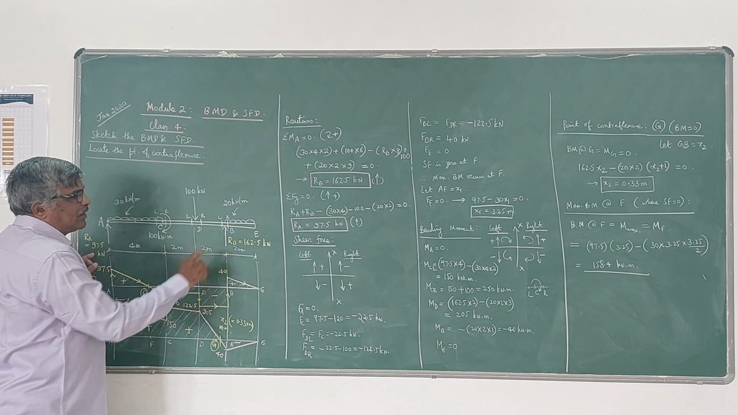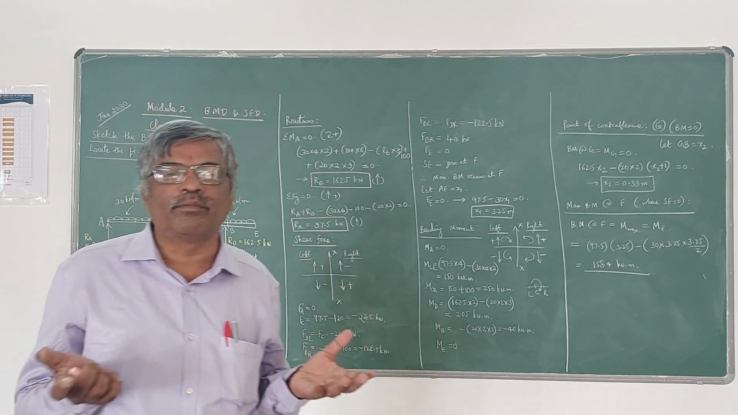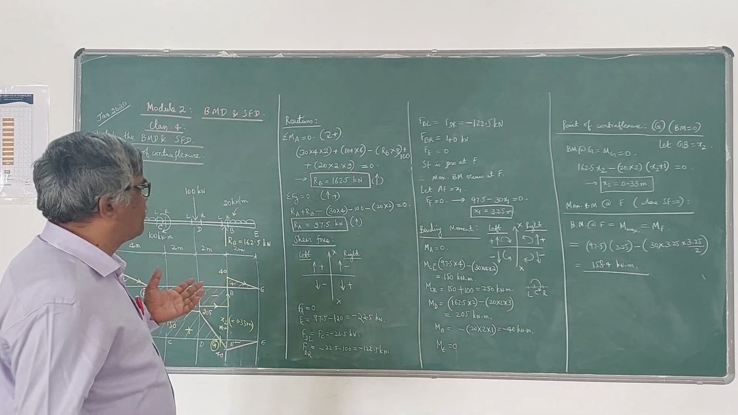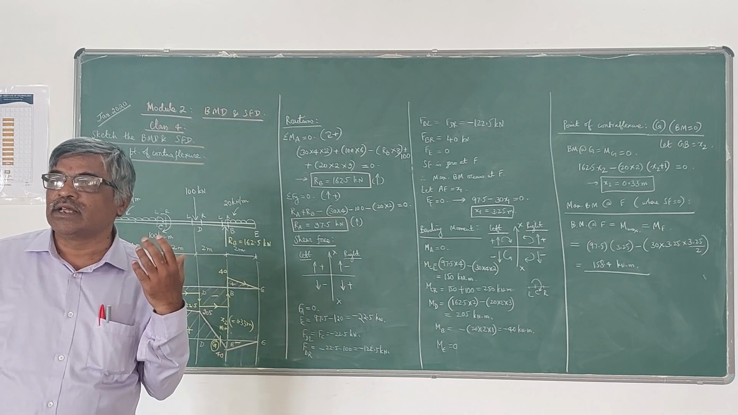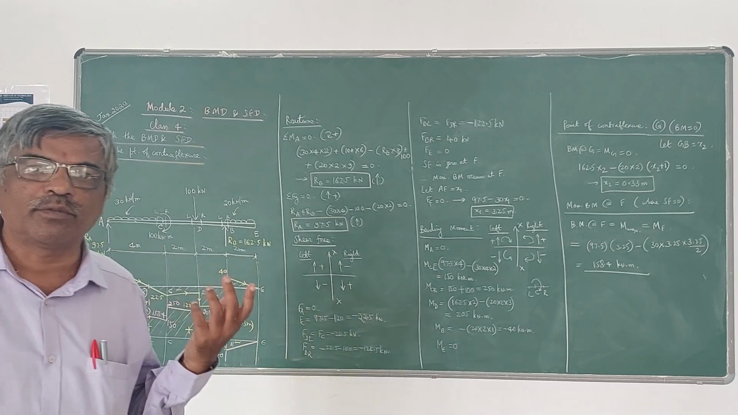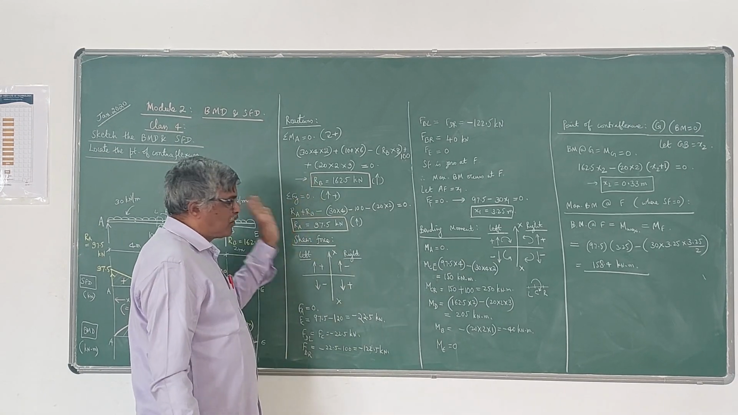So RA and RB, this is the first and foremost step in any problem on BMD and SFD. First thing we have to find out the reactions. Those reactions depend on the type of support. Here both are simple supports. Simple supports develop only one reaction at each support. So those two reactions we have found out.